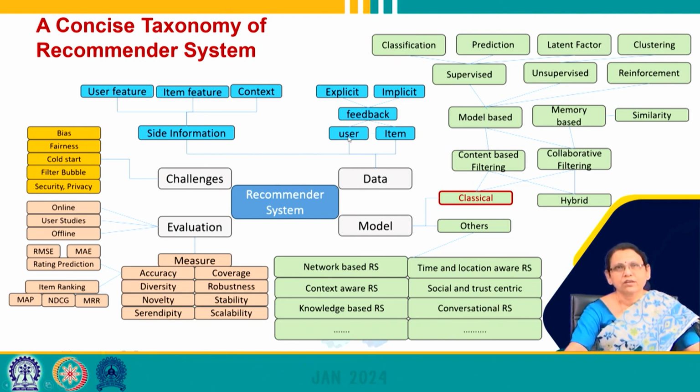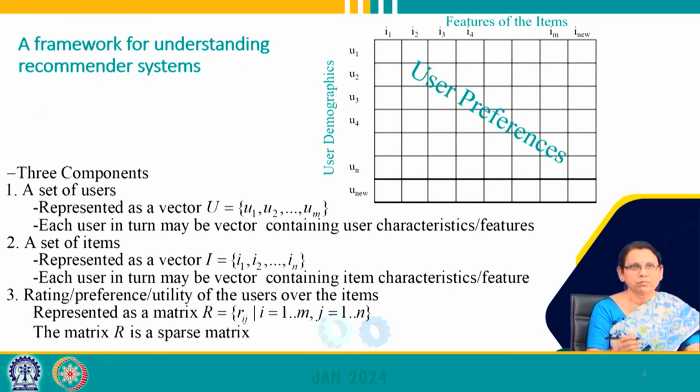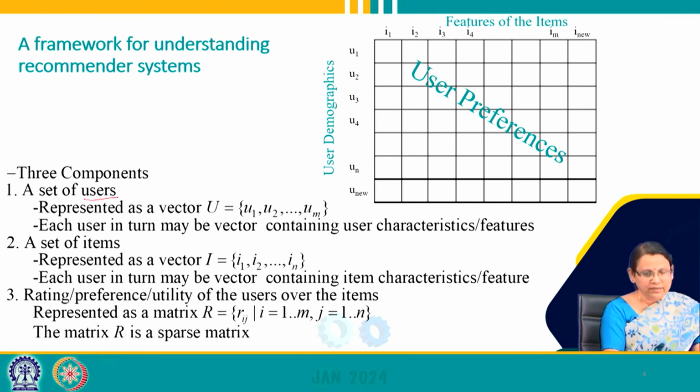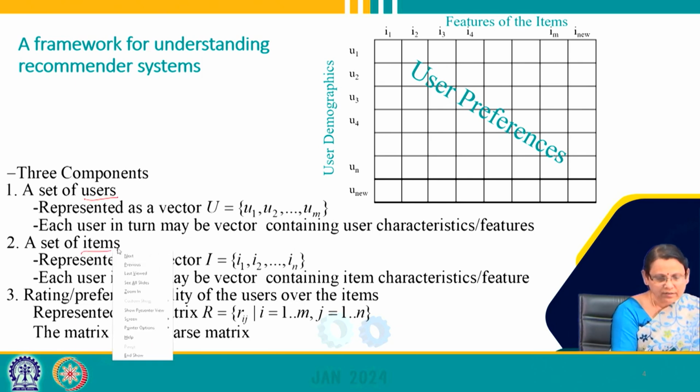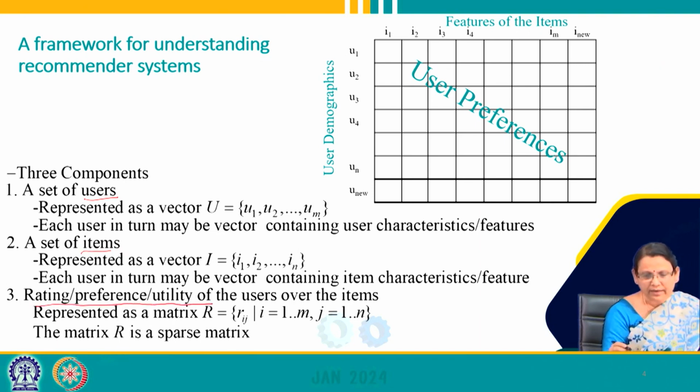Here we can see the major data source is the user rating, which comes from the users rating the items. This can be based on directly asking the users, that is explicit, otherwise it can be implicit. There are many side informations as well. So, in a typical recommender system, there are 3 major components. First one is the user, second one is the set of items, and third one is the ratings which are given by the users to the items.